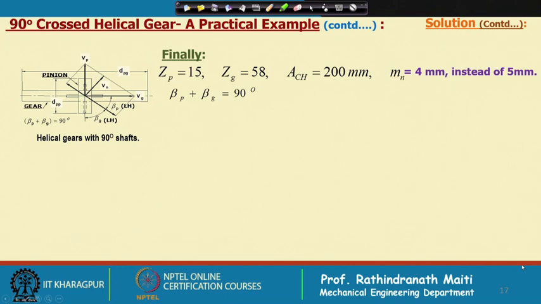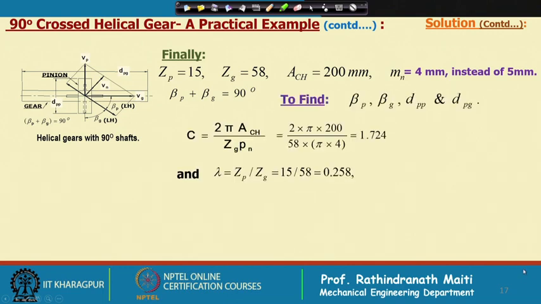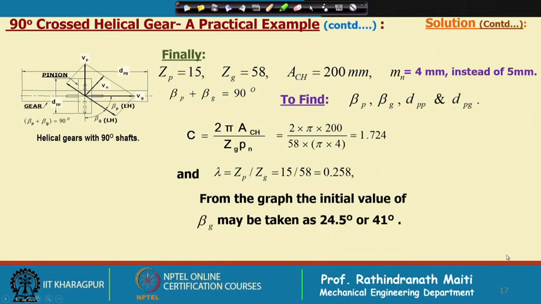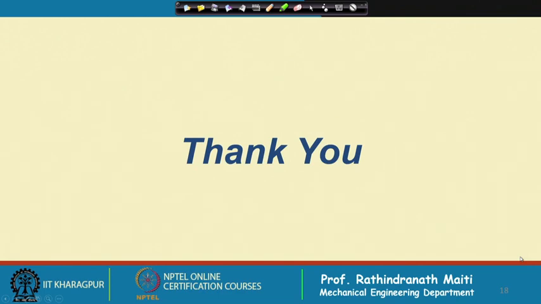And in the next lecture, we will see how the solution is obtained. Ultimately this 5 millimeter was not possible, so we have taken 4 millimeter, and we will try the Newton-Raphson method with one value 24.5 and another value 41 degree. So, thank you.